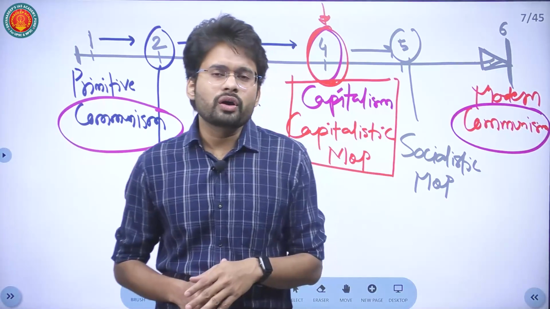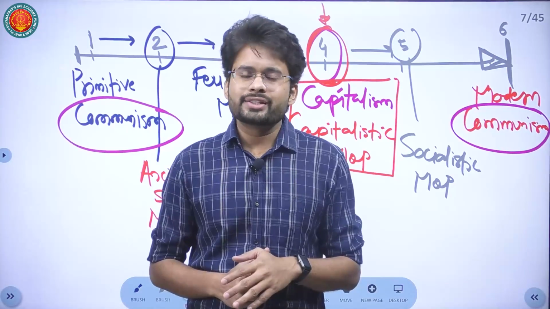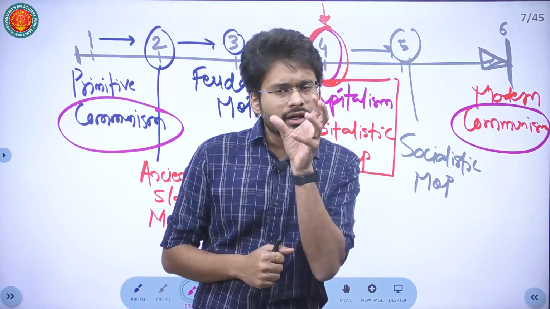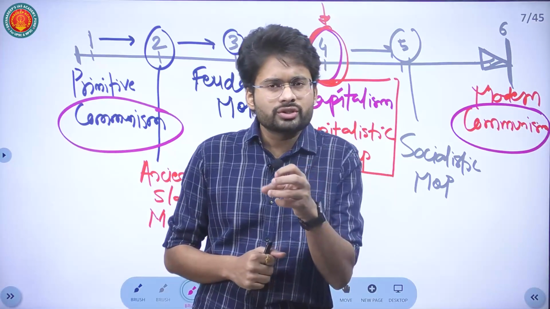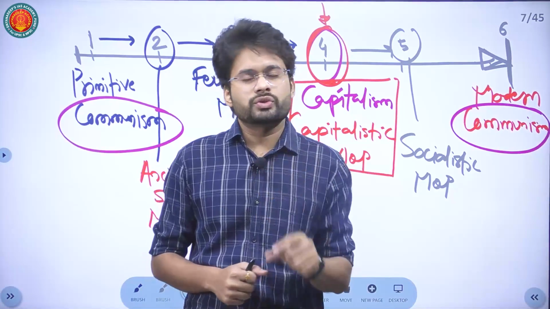We will start. I hope you are thorough with the idea now, right? So what is mode of production? You are thorough with it. It is a combination of FOP and ROP. It is a combination of factors of production and relations of production, which is particular to that stage of society.